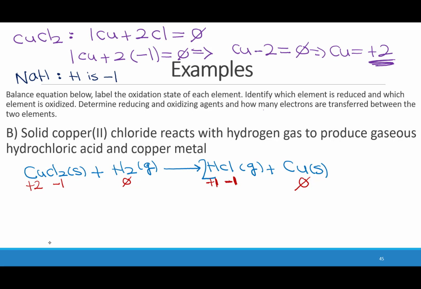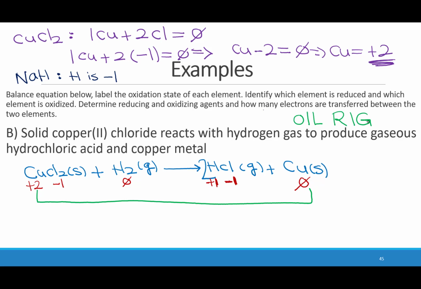Chlorine didn't have it. It was -1, it's -1. Hydrogen also did. Then what happens here? Copper went from +2 to 0. Again, let's write our hint. OIL RIG: Oxidation is loss of electron, reduction is gaining an electron. Copper went from +2 to 0.